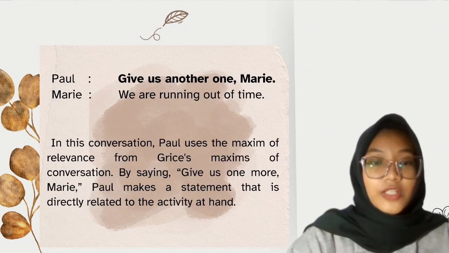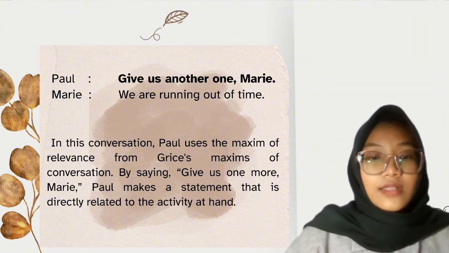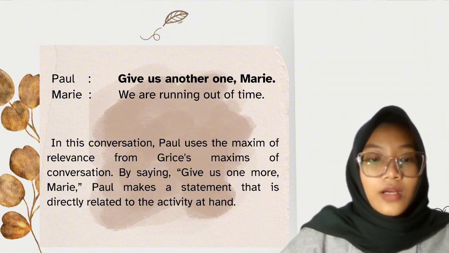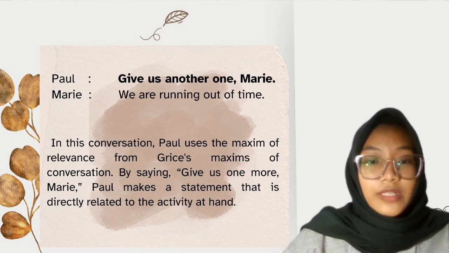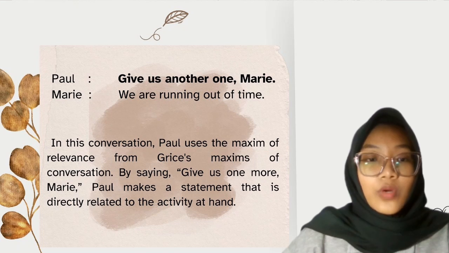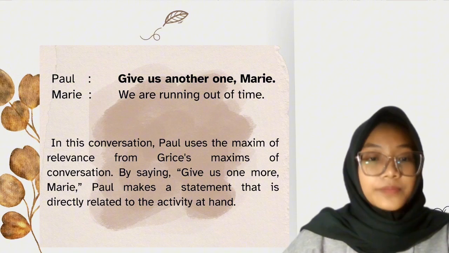And then the conversation between Paul and Mary. Paul: "Give us another one." Mary: "We are running out of time." It means Paul used the maxim of relevance from Grice's maxims of conversation by saying, "Give us one more." Paul makes a statement that is directly related to the activity at hand.